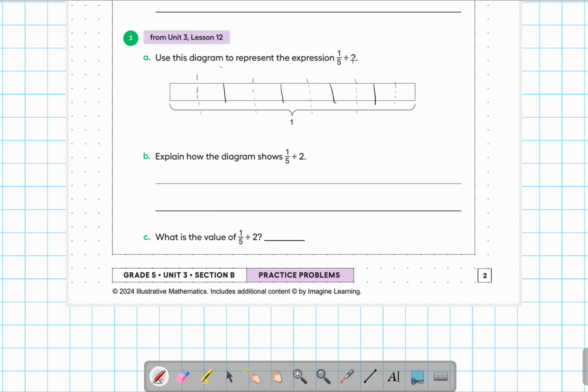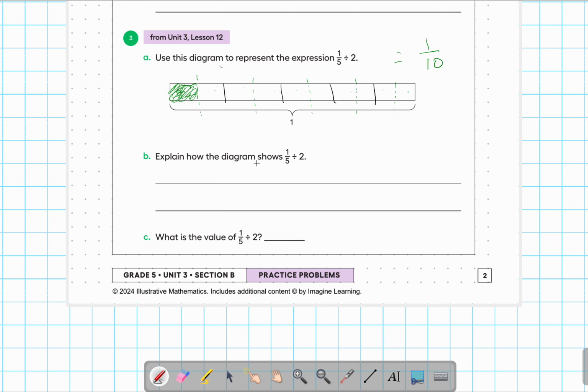So 1/5 divided by 2. When you cut fifths in halves, what do you end up with? How many parts do you end up with? You count it. 1, 2, 3, 4, 5, 6, 7, 8, 9, 10. Well, you end up with 10 parts, right? So we're going to shade one of them. And that means that this has to be 1 out of 10.